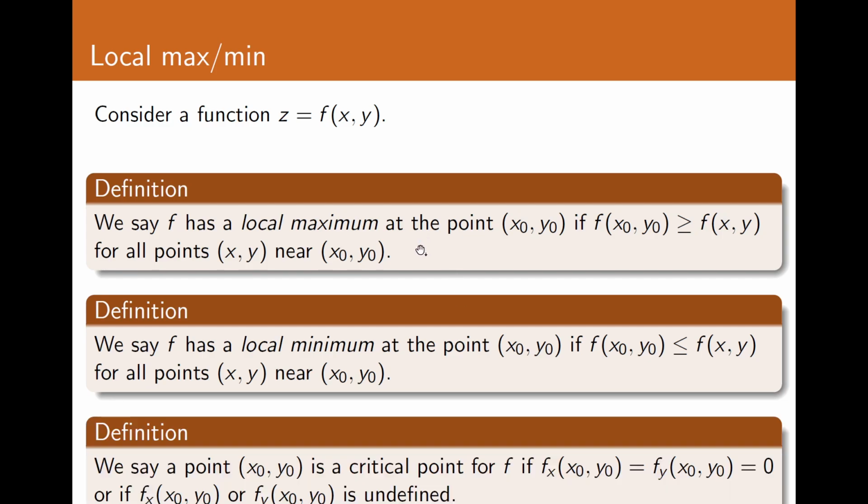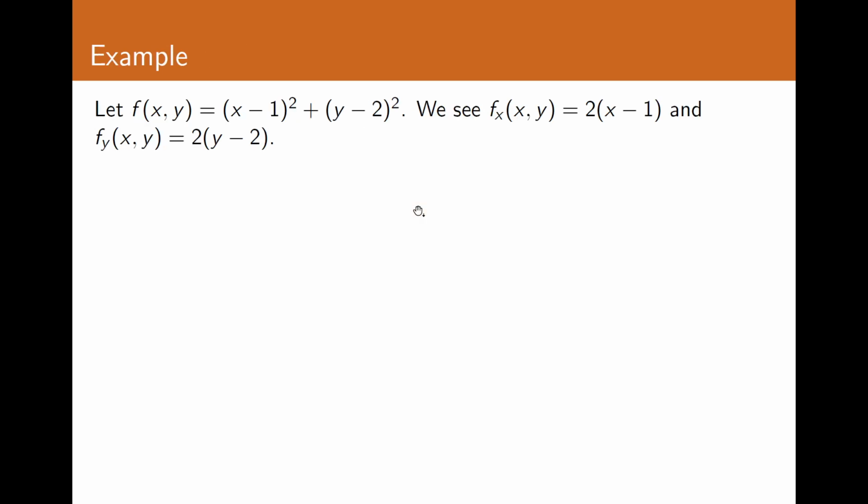And then for critical points, we say a point x0, y0 is a critical point of f if the partial derivatives both vanish at that point, so both of them need to be 0, or if either of them is undefined. So you don't need both of them to be undefined, just one of them being undefined is enough to make it a critical point. So let's look at some examples.